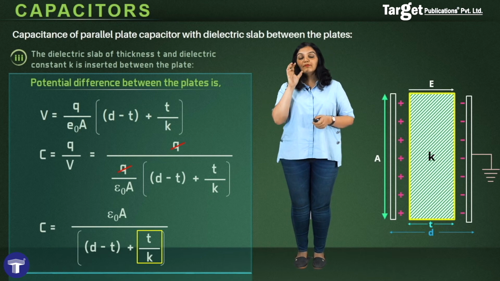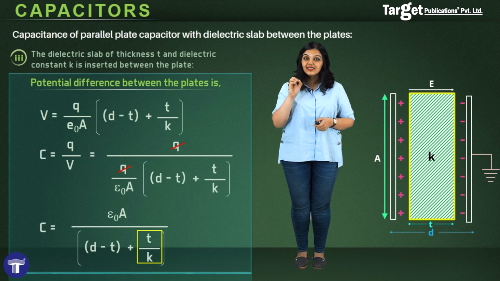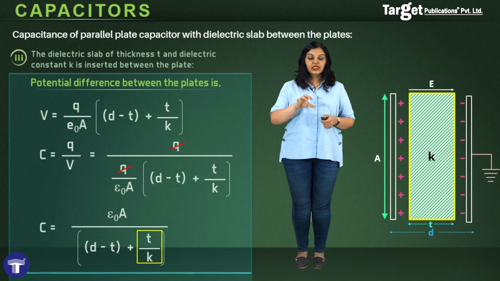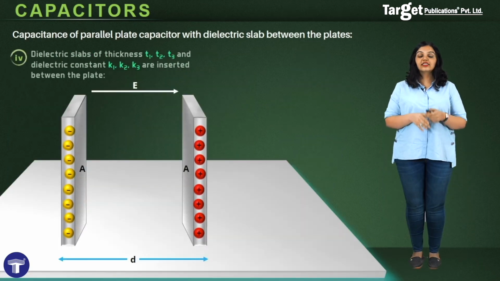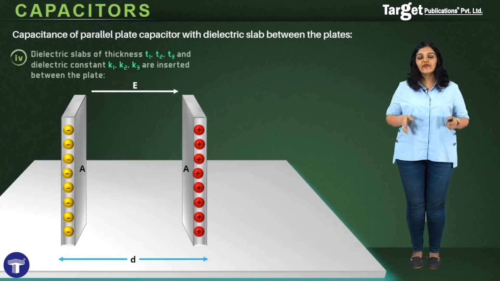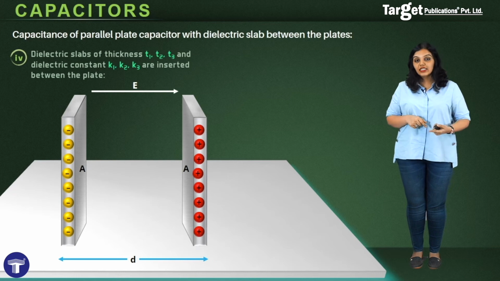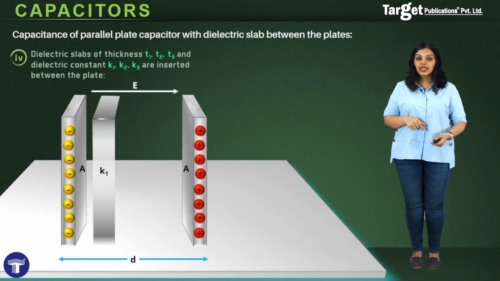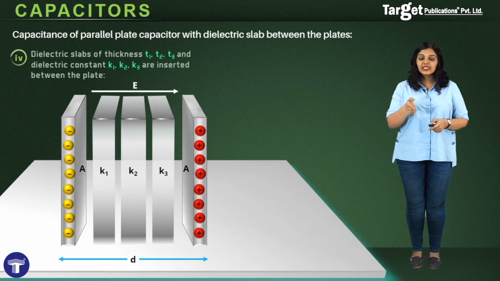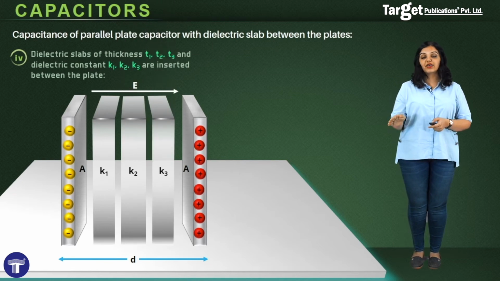You write down the part of the distance between the plates where the dielectric is present, that is T, and you divide it by the dielectric constant, and you can do this in general. So D minus T represents the portion of free space and T by K represents the portion where dielectric is present. Now I can generalize this to a different case where instead of having only one dielectric, I have multiple dielectrics between the plates of different dielectric constants, for example K1, K2 and K3, and as you can see they are not even filling up the space between the plates.